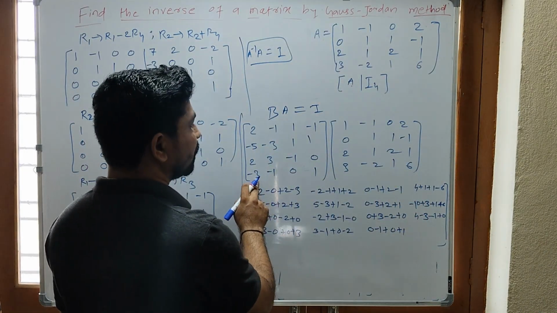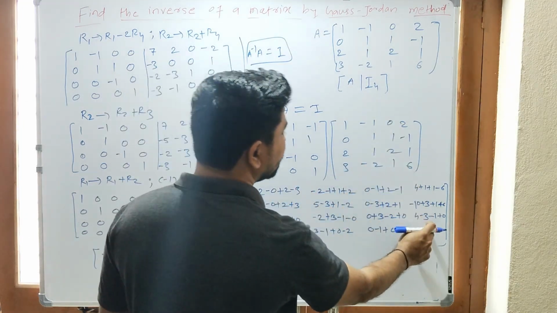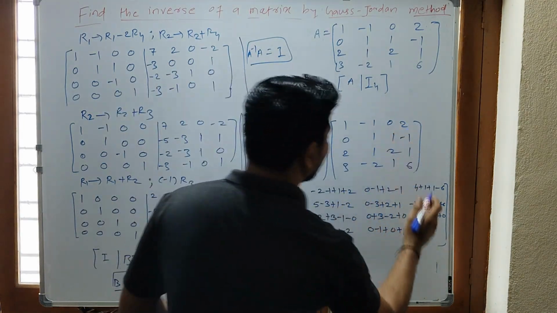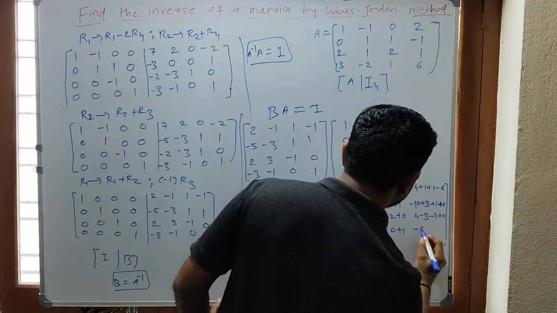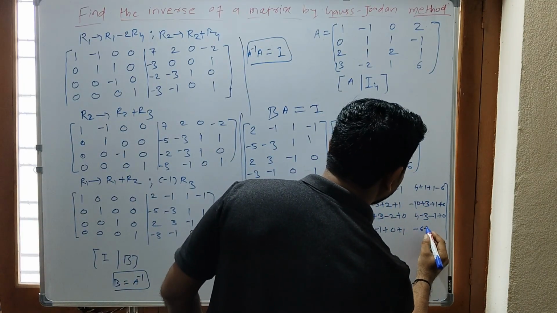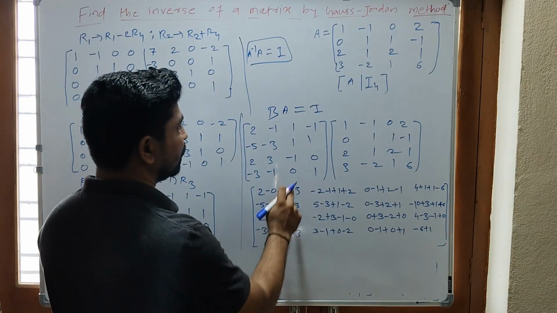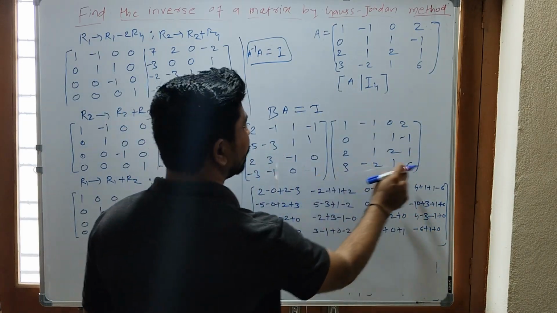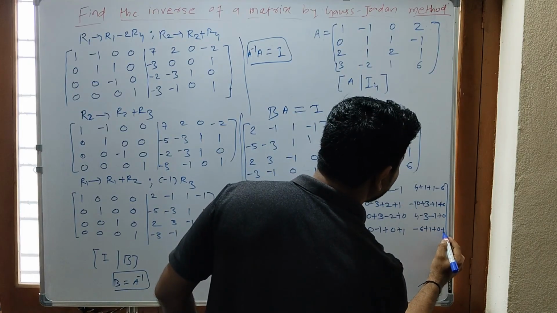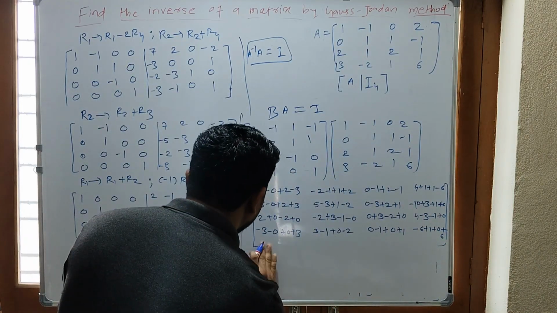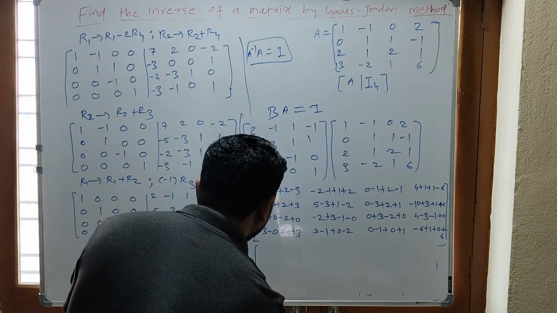Now this fourth row, fourth column is the A44 entry. This is minus 3 into 2, that is minus 6. Minus 1 into plus 1, minus 1 into minus 1, plus 1. 0 into 1, here simply 0. And this 1 into 6, here simply 6. This is plus 6.